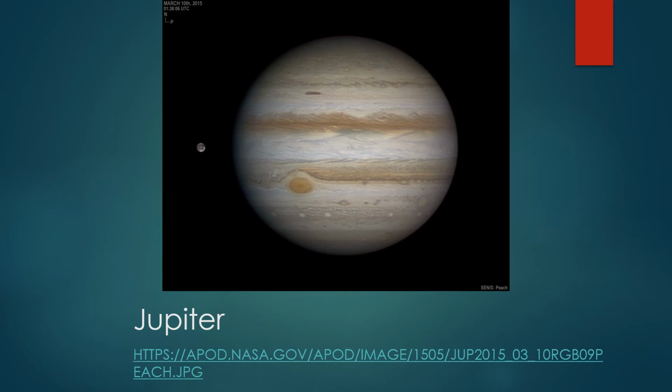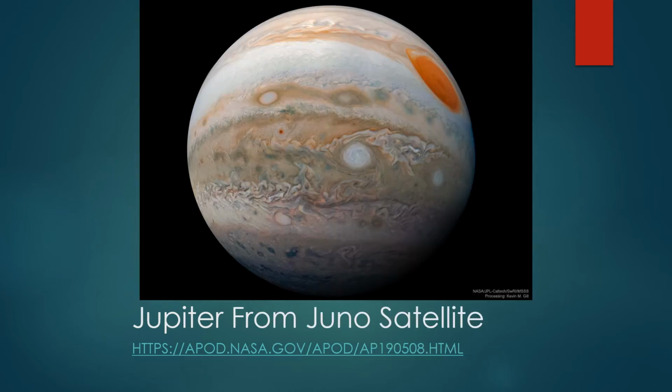The next planet to look at is Jupiter. Jupiter's big. Look at the size of that thing. If you look, there's a picture of its moon beside it. And there's a picture of the planet Jupiter from the satellite Juno. And the color here and the texture of the storms that are on the planet are absolutely fabulous to me.